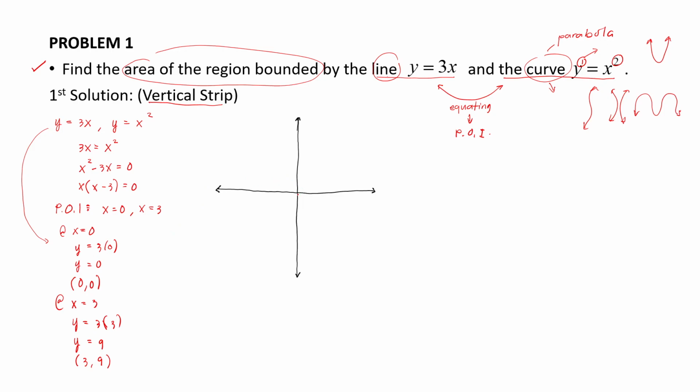Okay, so first one is 0, 0. So let's say this one is at 3. 1, 2, 3. 1, 2, 3, 4, 5, 6, 7, 8, 9. So this would be the second point of intersection. So again, since we know that it's a line and then it's a parabola, all you have to do is to graph it first. So I'm going to graph the line first.